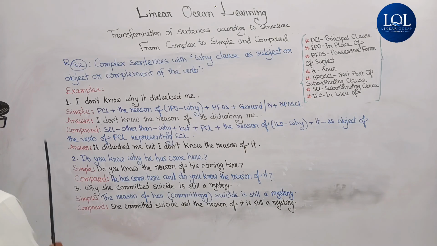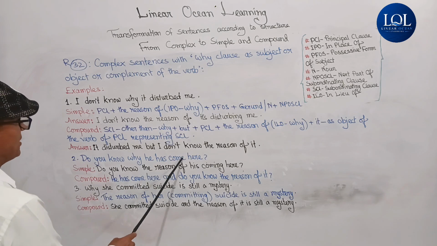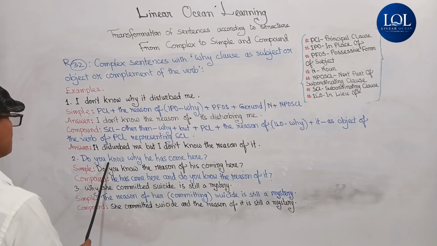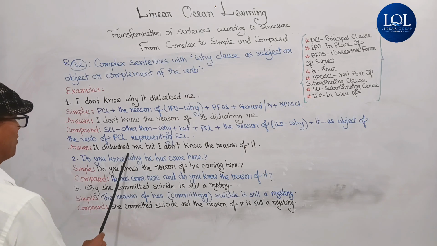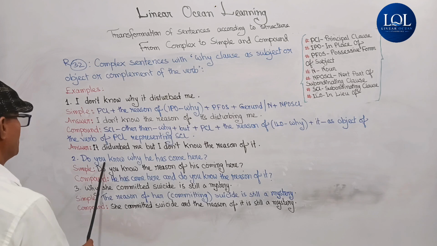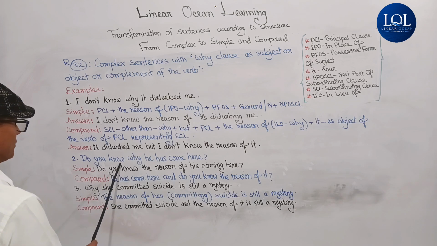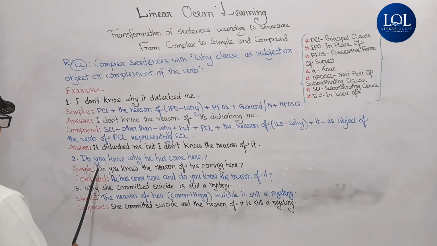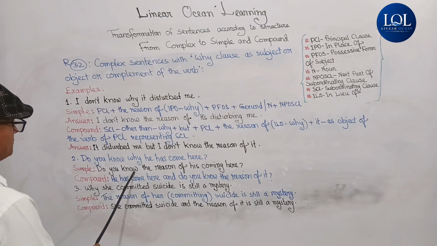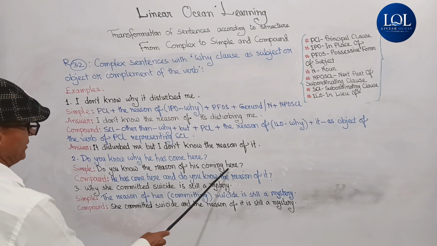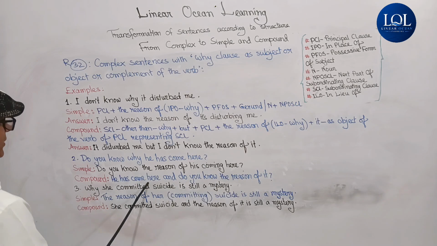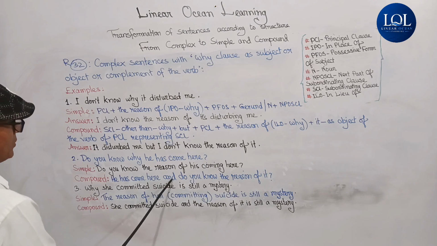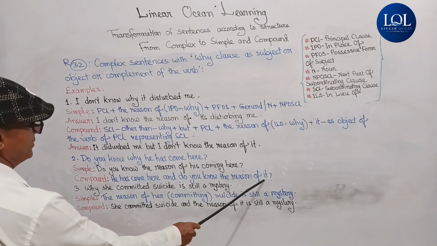Now, example 2. Do you know why he has come here? Again, "why he has come here" is functioning as the object of the verb know. The simple one will be: do you know the reason of his coming here? Compound sentence: he has come here, and do you know the reason of it?